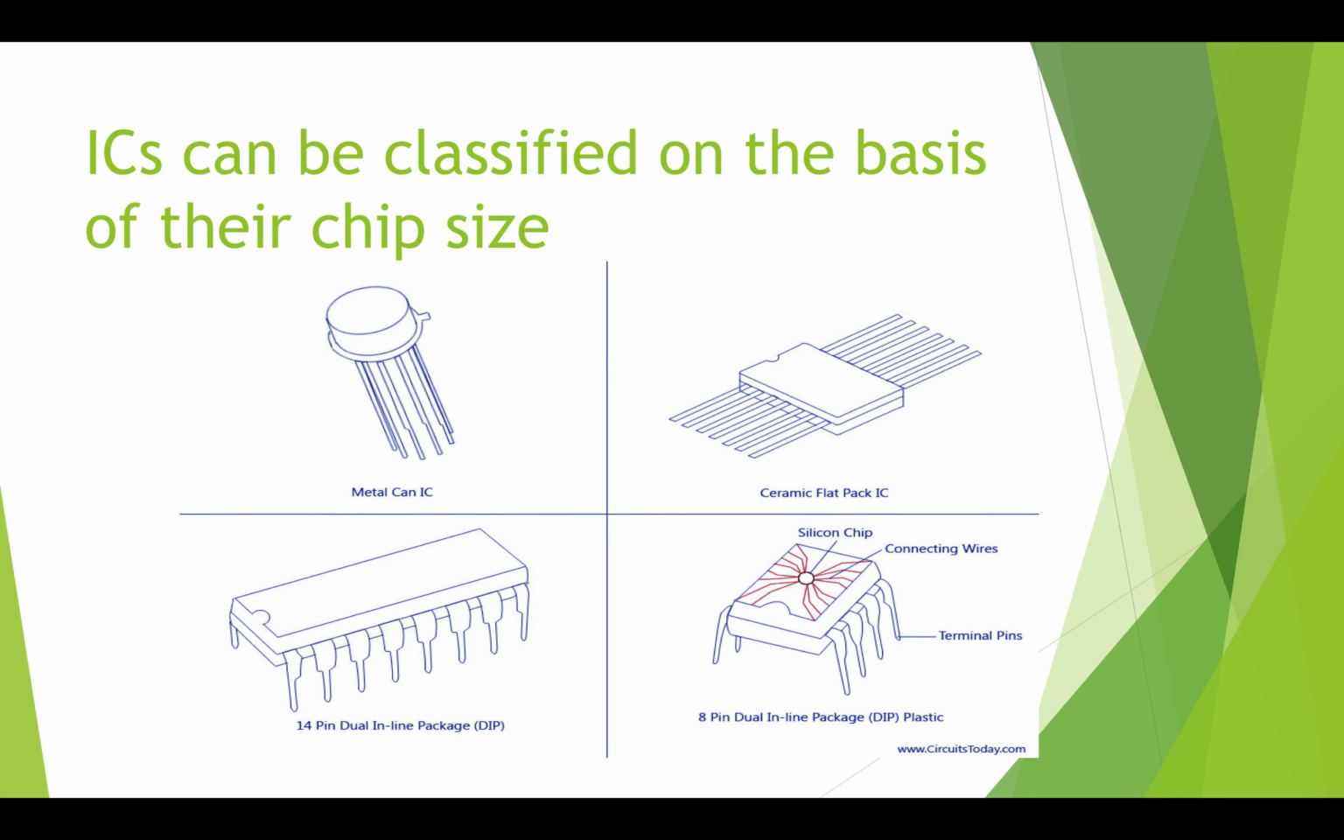Students, ICs can be classified on the basis of their chip sizes. You can see here ICs are different in sizes. Metal can ICs, ceramic flat pack IC, 14 pin dual inline package, 8 pin dual inline package. They are different based on the number of chips.